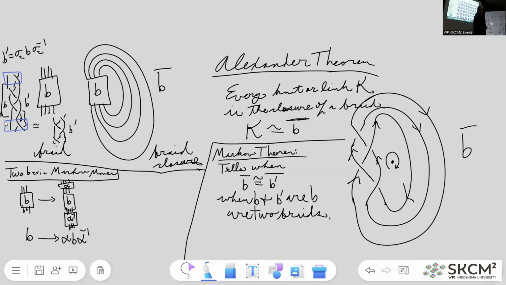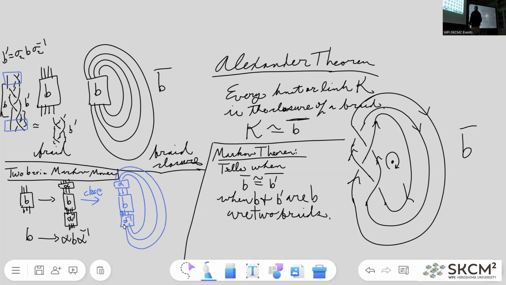Now, why am I bothering you with this move? Because it's obvious, isn't it, that if you close it, then you get B, alpha up here, and alpha inverse down here. And alpha and alpha inverse are allowed to communicate with one another. But they kill each other off, alpha times alpha inverse. Once they communicate, they just undo one another. And so this is the same as the closure of B. So that's one way in which you could have two different braids that have the same closure.